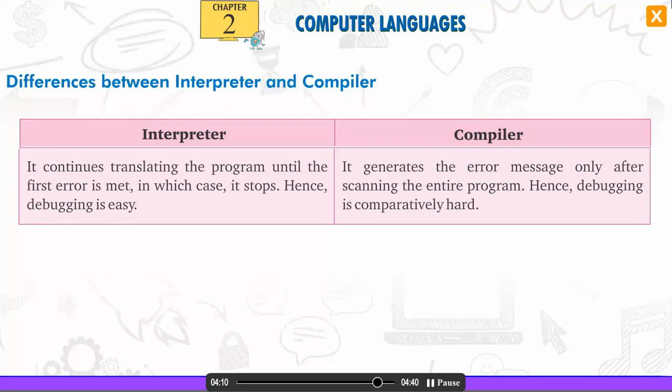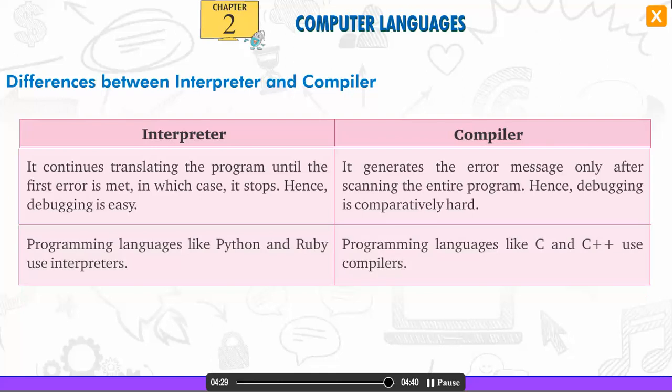The interpreter continues translating the program until the first error is met, in which case it stops. Hence debugging is easy. The compiler generates the error message only after scanning the entire program. Hence debugging is comparatively hard. Programming languages like Python and Ruby use interpreters. Programming languages like C and C++ use compilers.